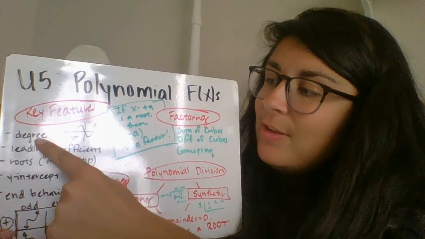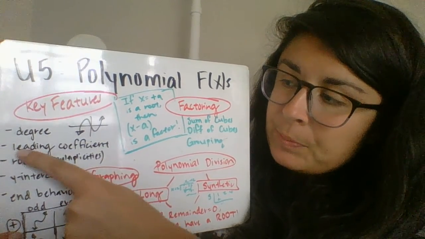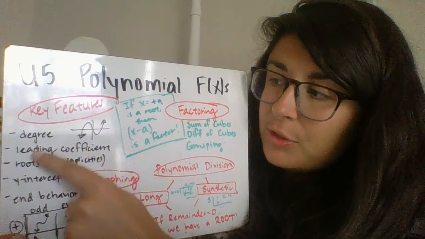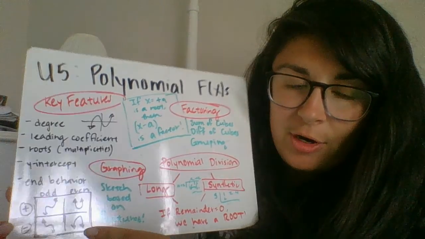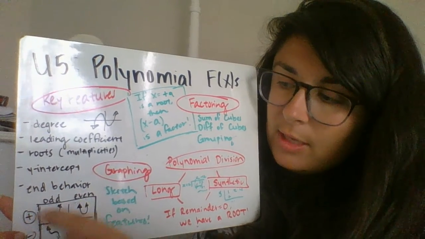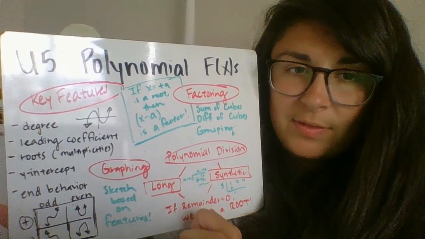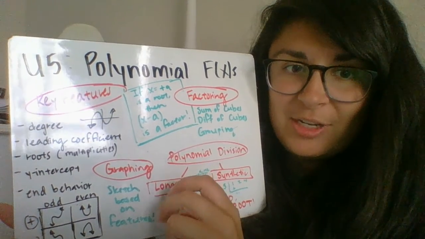So some of the key features, first thing we learned about was the degree of a polynomial. We learned how to identify the leading coefficient of a polynomial. Those two pieces of information help us down here to determine end behavior. Remember, the degree could be odd or even, the leading coefficient could be positive or negative, and it has lots of different looks depending on those combinations there.